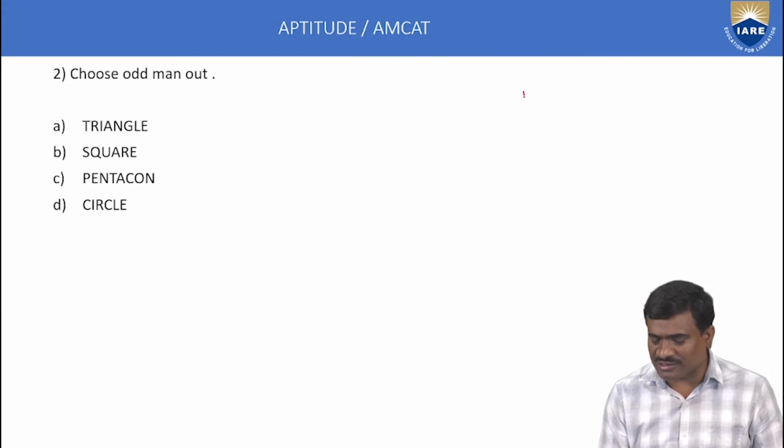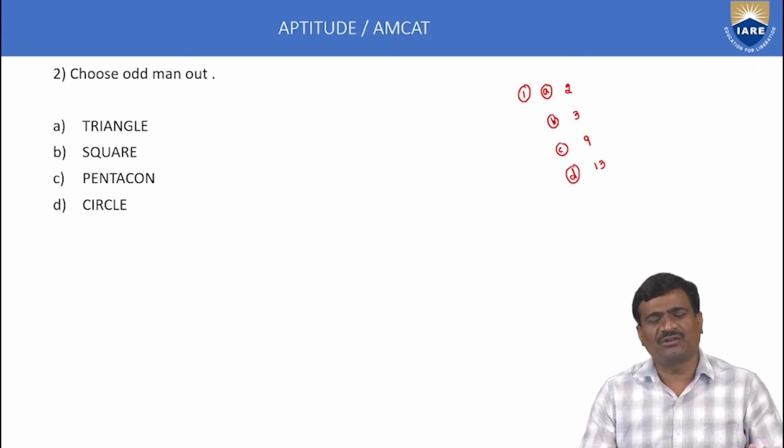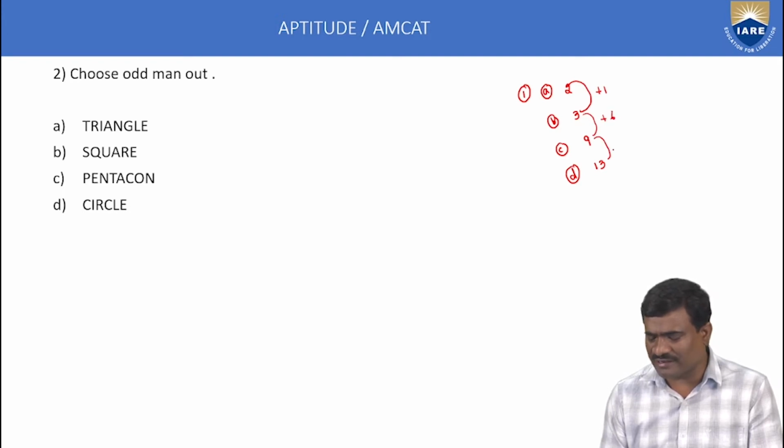Suppose in the number concept, find the odd man out. Option A 2, next option B 3, next option C 9, next option D 13. You find the odd man out, but don't apply the sequence method. Sir, 2 to 3 is plus 1, 3 to 9 is plus 6, 9 to next is plus 4. This method is not the correct method.